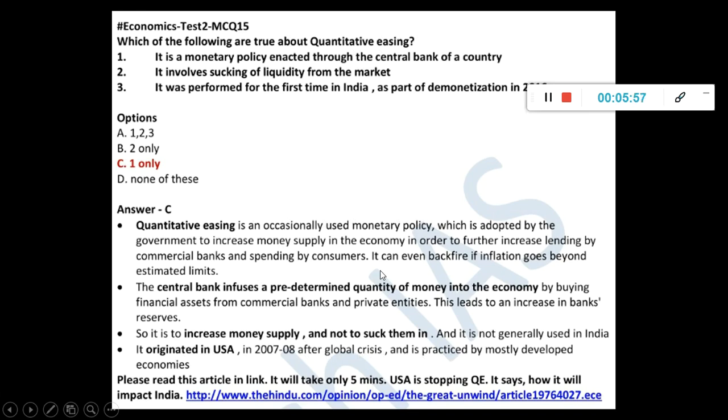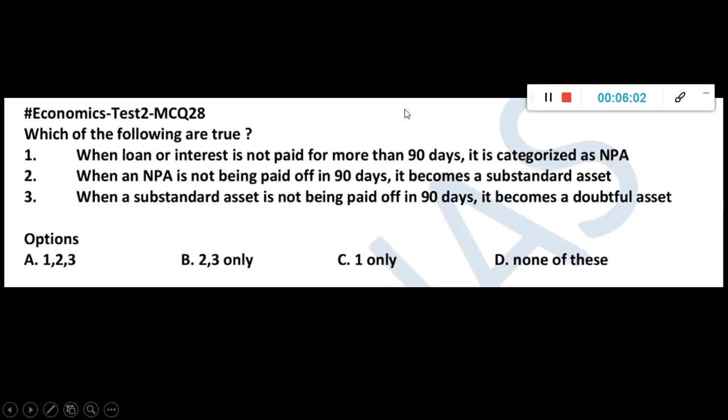So this was again in The Hindu. It was there in the last 2 years. It is there in the news. So you should know these kinds of things. Which of the following are true?